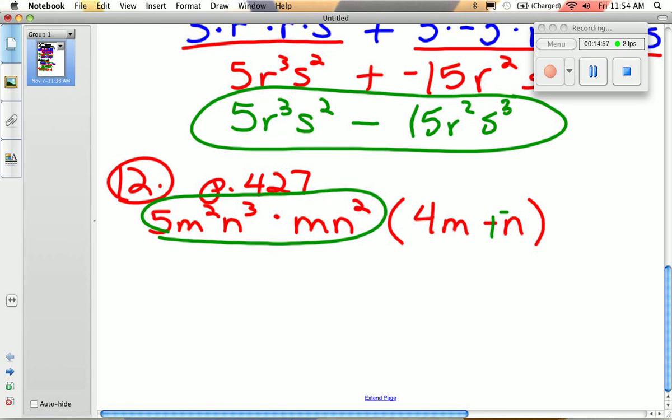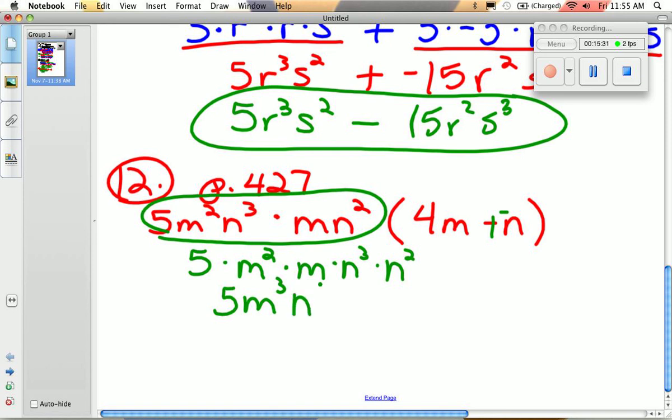So when it's mn squared, does that mean the m is squared and the n? Nope, just the n is squared. Oh, okay. So we have a 5 times an m squared times an m times an n cubed times an n squared. We're just rearranging that. We're just trying to get that one simplified. So what's that become? 5m to the third power, n to the fifth, right? Yeah.